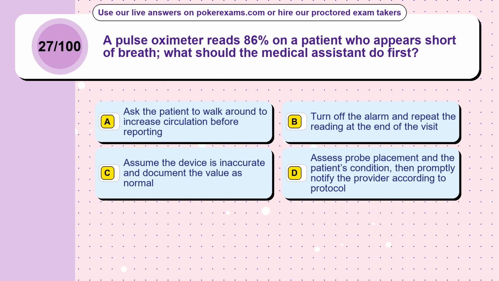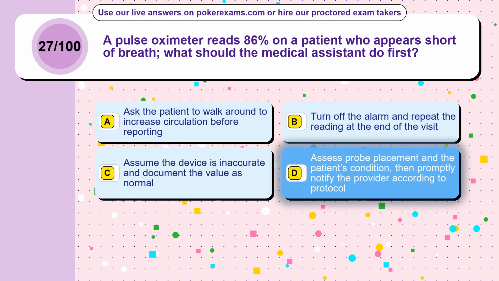Question 27. A pulse oximeter reads 86% on a patient who appears short of breath. What should the medical assistant do first? Option A, ask the patient to walk around to increase circulation before reporting. Option B, turn off the alarm and repeat the reading at the end of the visit. Option C, assume the device is inaccurate and document the value as normal. Option D, assess probe placement and the patient's condition, then promptly notify the provider according to protocol.